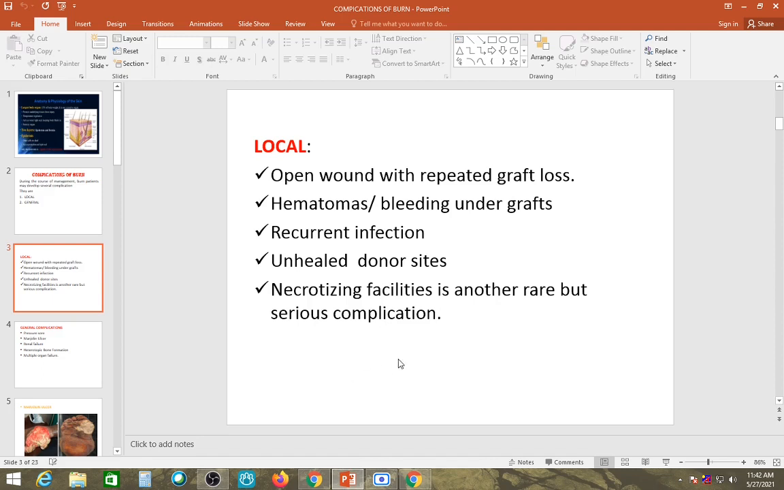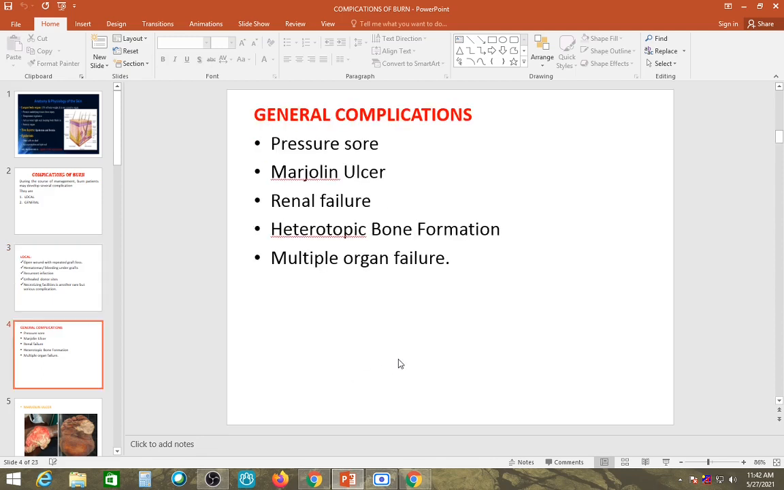And now we will discuss the general complications. The patients are lying down or are hospitalized for a long time, since the patient's skin or the burn area is not healing. What happened? The persons are lying down on the bed for a lengthy time. Then the patients may get the complication of pressure sore on top of that burn.